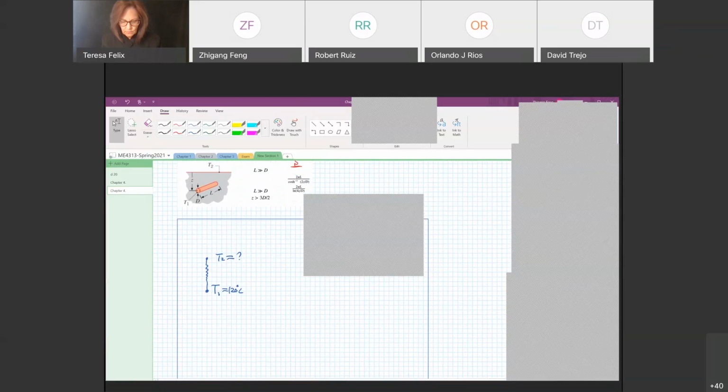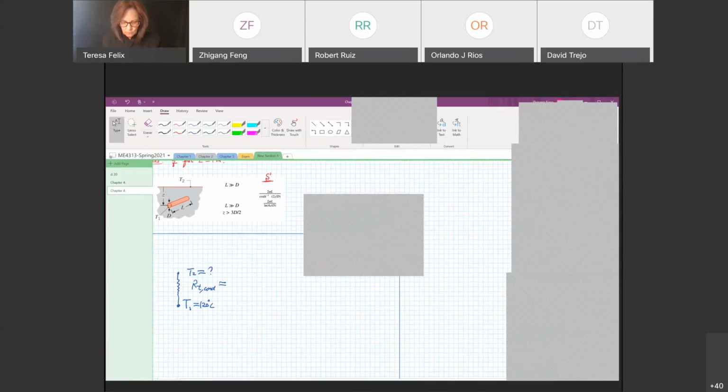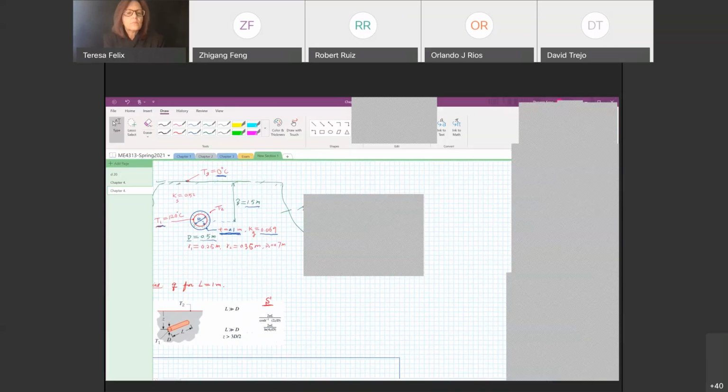So between r1 and r2, the conduction resistance is given by the formula for a cylindrical wall, the natural log of D2 over D1. D1 is 0.5, so let me use the number. So D2 over D1, D1 is 0.5, so what is D2? What is this D2?